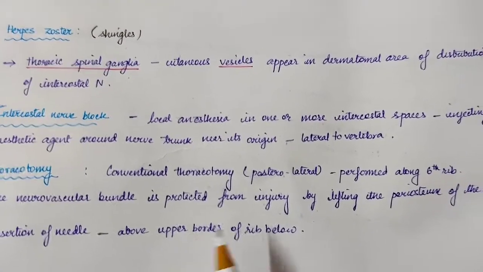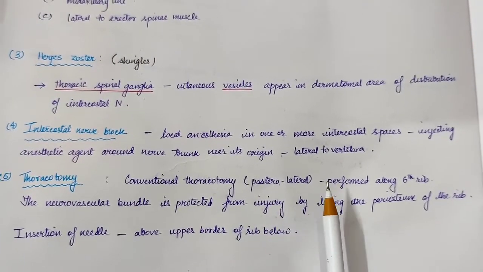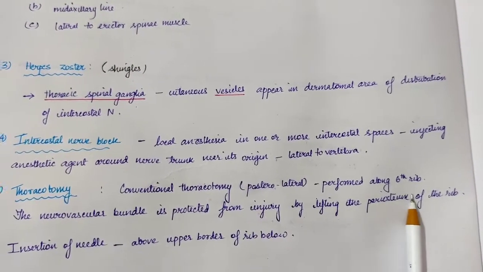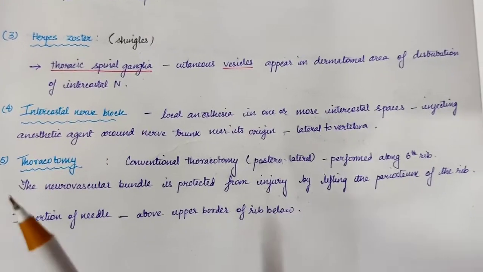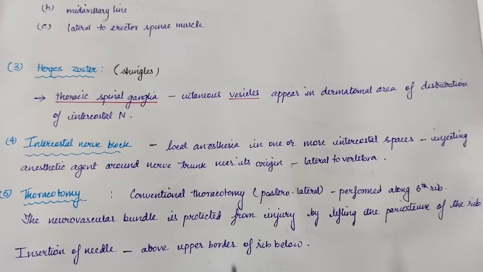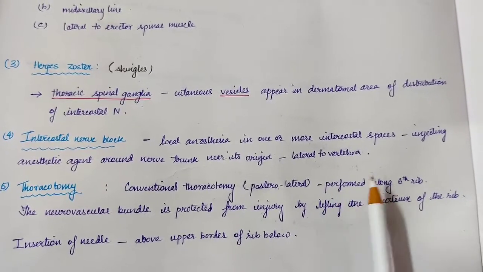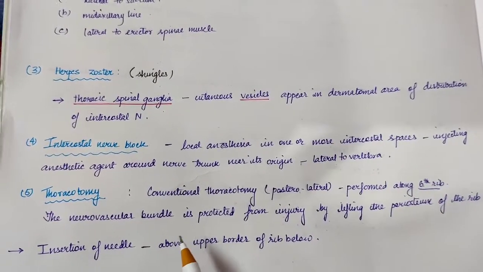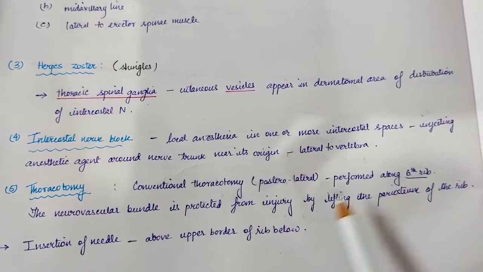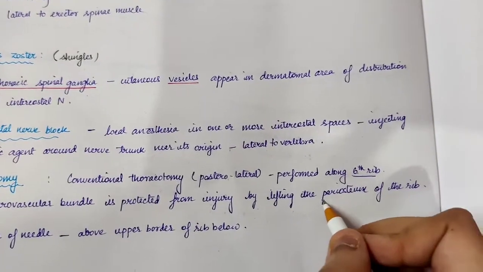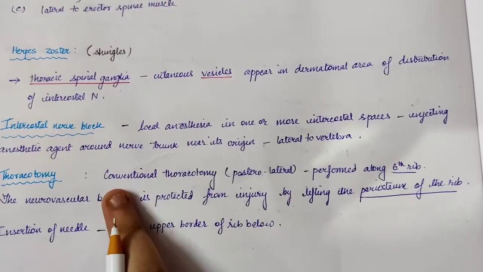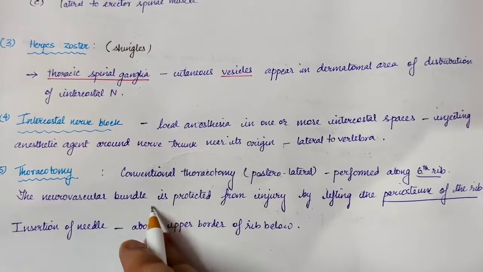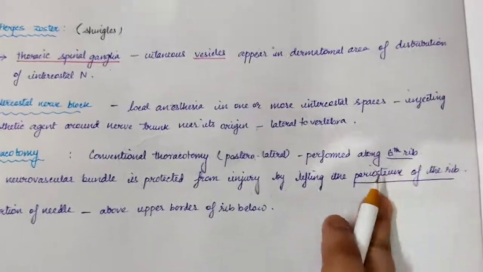Now, thoracotomy. Conventional or posterolateral thoracotomy is performed along the 6th rib. The neurovascular bundle is protected from injury by lifting the periosteum of the rib. What did it do? In conventional thoracotomy or posterolateral thoracotomy performed along the 6th rib, the 6th rib, this is important, the neurovascular bundle is protected from injury by lifting the periosteum of the rib.